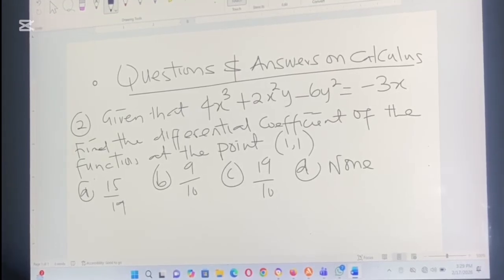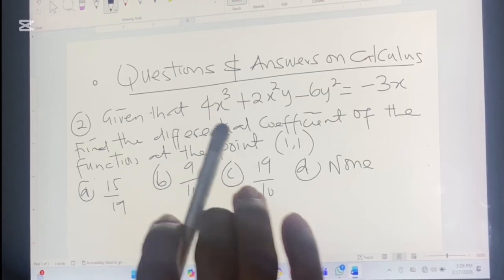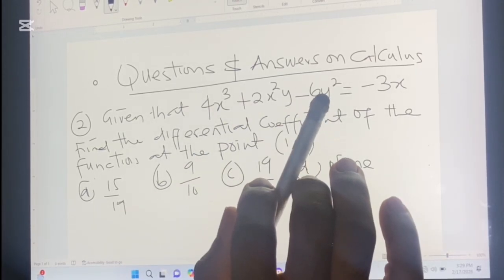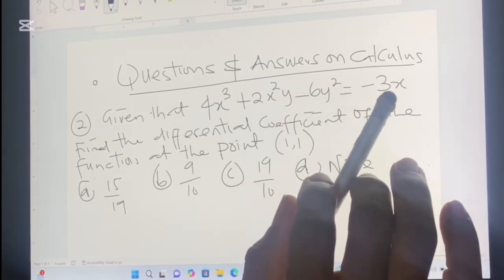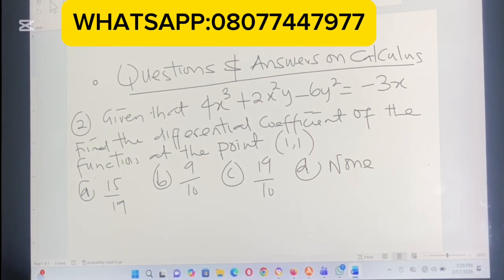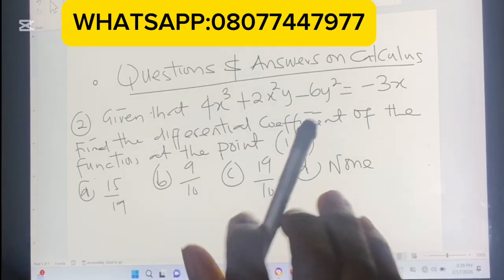In this video, we're going to focus on questions and answers on calculus. Okay, now we have a question here, and the question said, given that 4s raised to 3 plus 2s squared y minus 6y squared is equal to minus 3s, find the differential coefficient of the function at the point 1 comma 1.